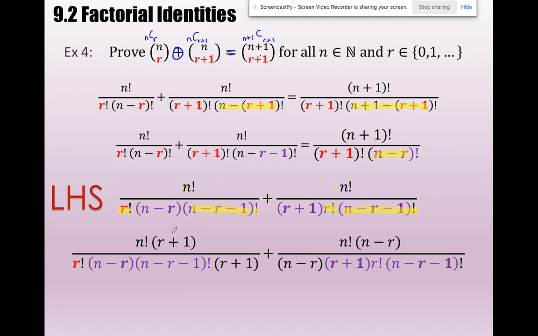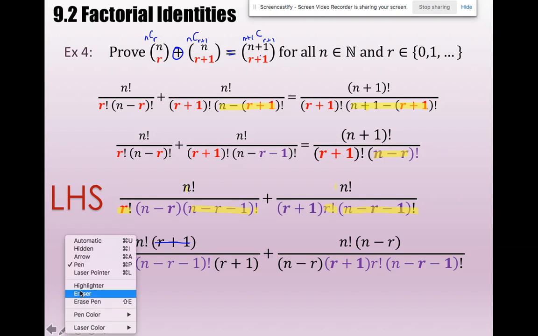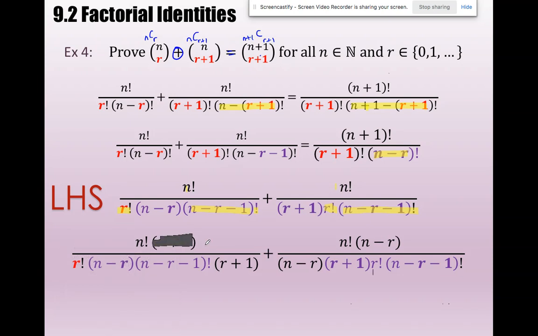So look at this first fraction. It's missing the r plus 1. So I multiplied the first fraction by r plus 1 over r plus 1. And I multiplied the second fraction by n minus r over n minus r. So both fractions are multiplied by 1. But now look at my denominator. Right? That's just fractions, honey. That's just elementary school fraction work.